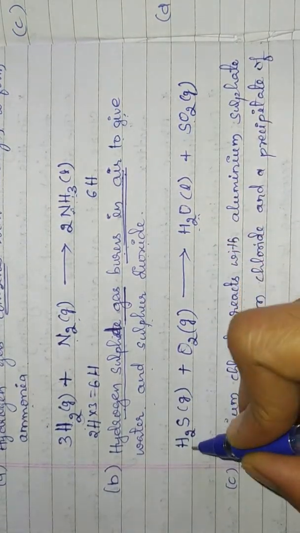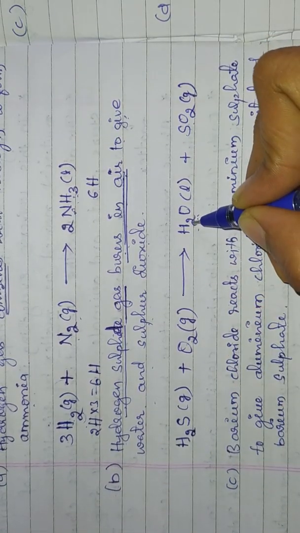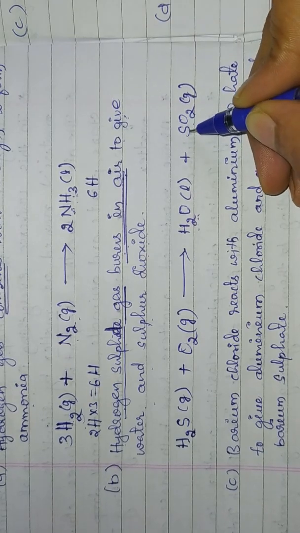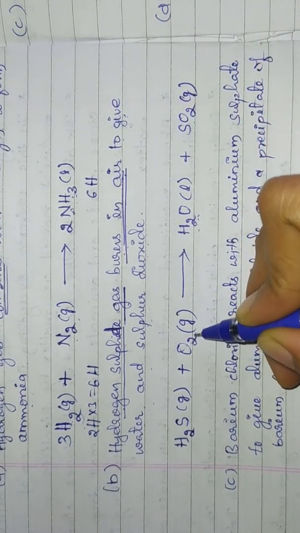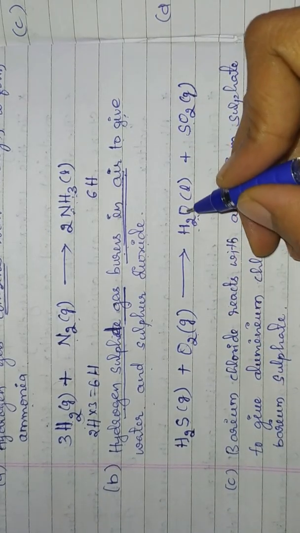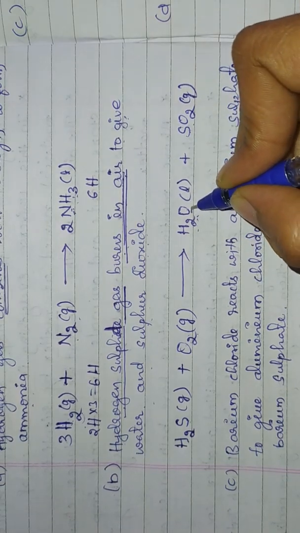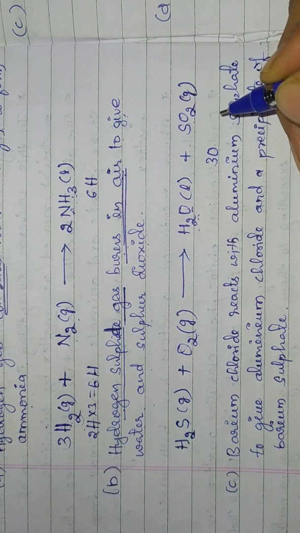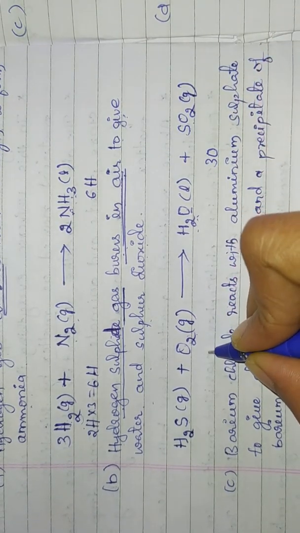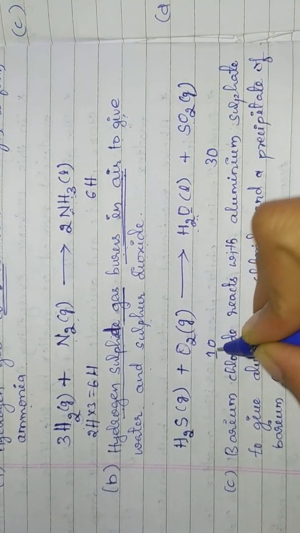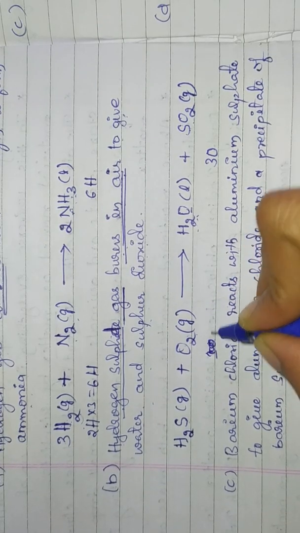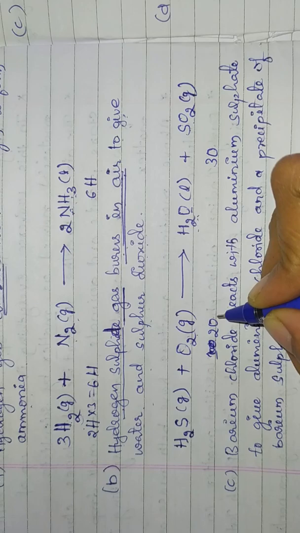See here, 2 hydrogens, here also 2 hydrogens. Next we will see sulfur. Here 1 sulfur, here 1 sulfur. See here 2 oxygen, but in product side here 1 oxygen, here 2 oxygen. Total 3 oxygen atoms are present. But in reactant side only, sorry, not 1, 2 oxygen atoms are present.